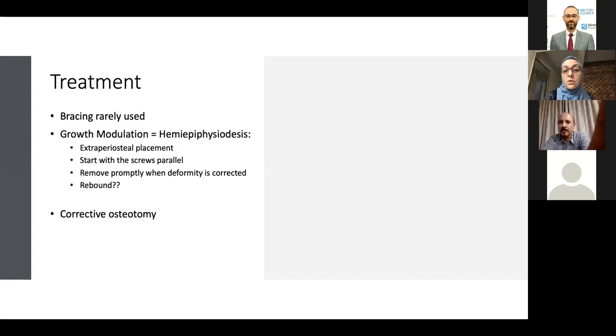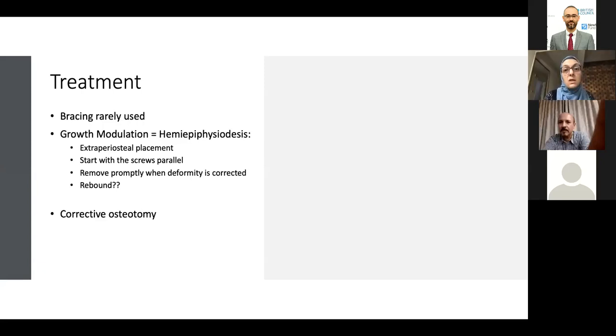You start with the screws parallel, and they are said to diverge due to the tension band effect. Remove promptly when the deformity is corrected. So pick your patients. Do not insert 8 plates or tension band plates or staples in patients who are going to disappear for 4 years. You need to be able to counsel the patients and tell them they have to come when the deformity is fully corrected so that you can promptly remove the plates.